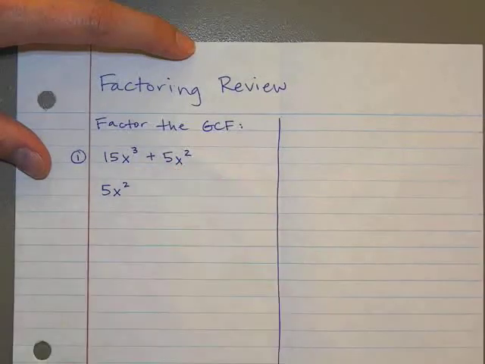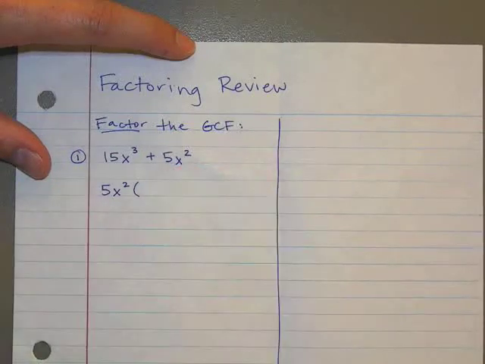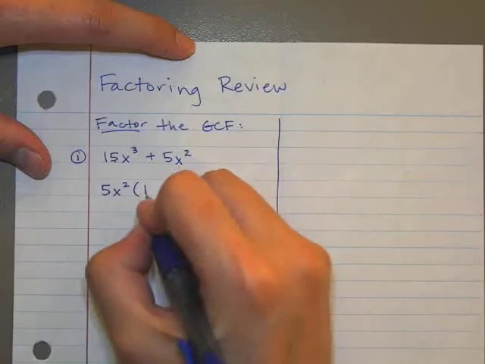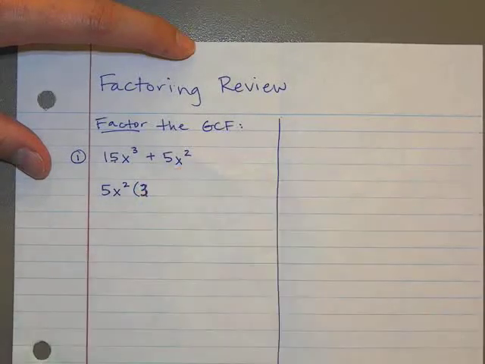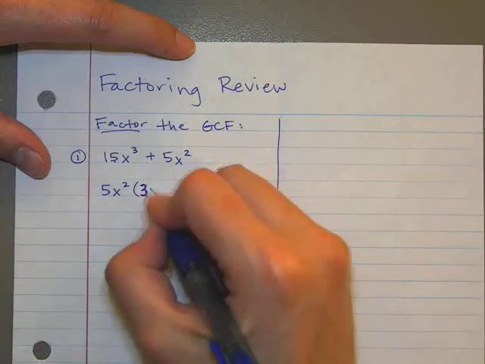All right, so 5x squared is the GCF, but we're not done. We actually have to factor, which means that we need our set of parentheses. All right, and this is where we do our division. 15 divided by 5 is 1, or sorry, it's not 1. 15 divided by 5 is 3. Okay, we had x to the third power. We took out x squared, so we need x to the 1 power.